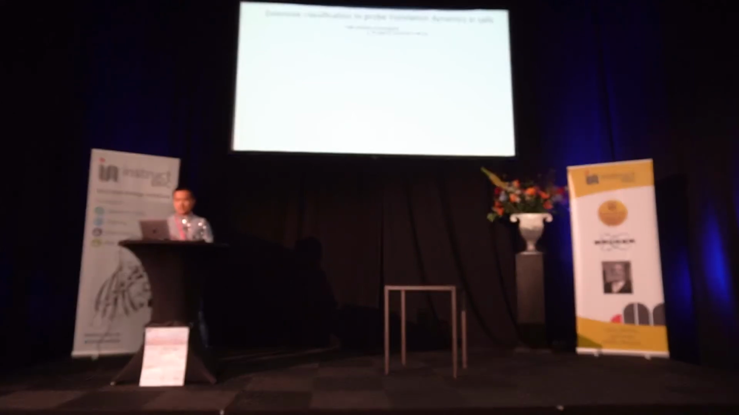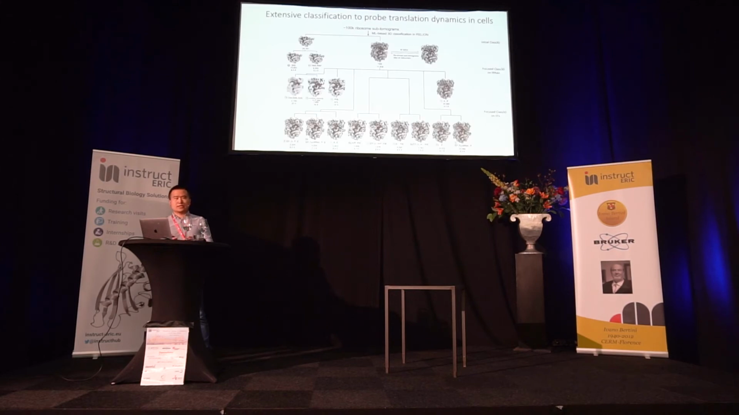So after extensive classification, I managed to determine about 15 different ribosome intermediate structures, and the majority of these are within the translation elongation phase. Also, most of these are quite high resolution, between 4 to 10 angstroms.